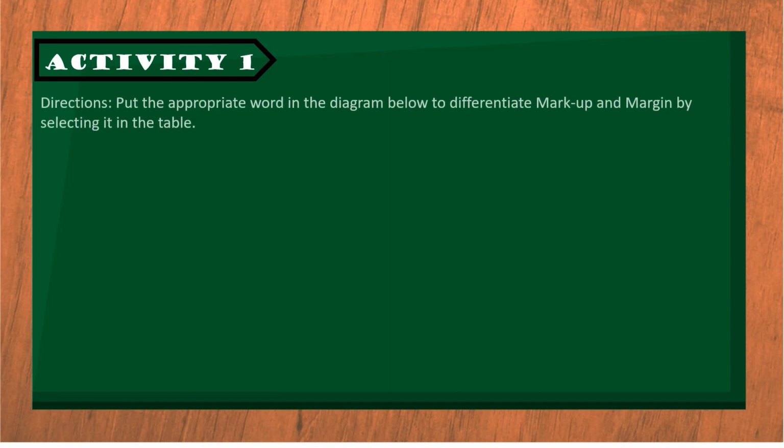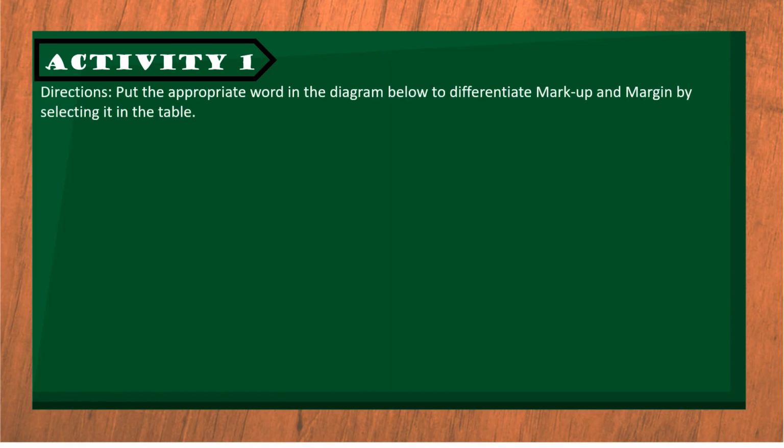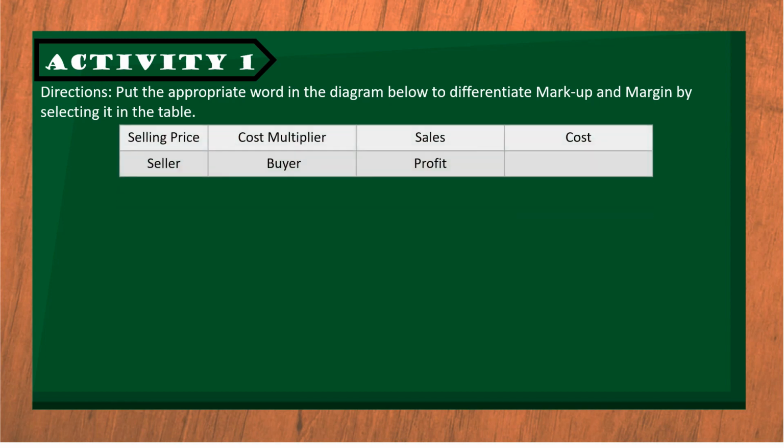Activity 1. Directions: Put the appropriate word in the diagram below to differentiate markup and margin by selecting it in the table. Selling price, cost multiplier, sales, cost, seller, buyer, profit.